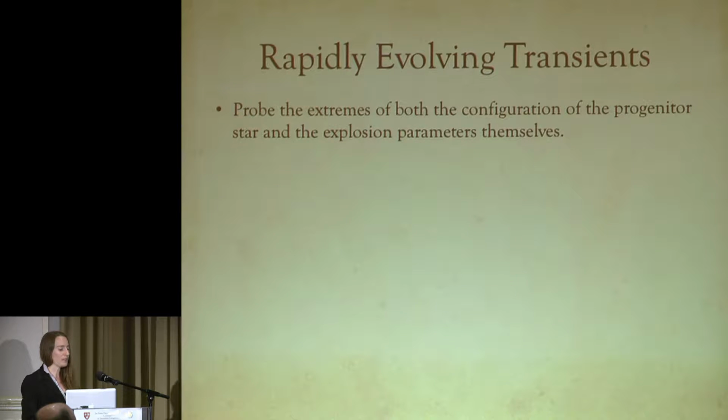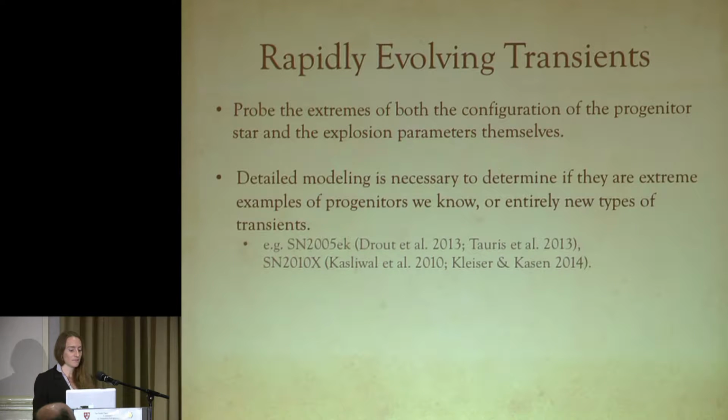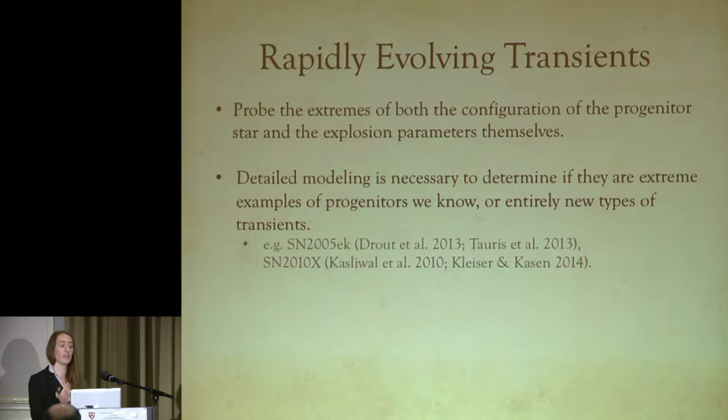So the important point is that in all of these cases, rapidly evolving transients are probing extremes of both the progenitor configuration and the explosion parameters themselves. So as a result, we often need detailed modeling to understand, if we see one of these transients, whether it actually is just an extreme case of something we already know or an entirely new type of transient, because many of the simple analytic relations, at least that observers tend to use, break down in these regimes.